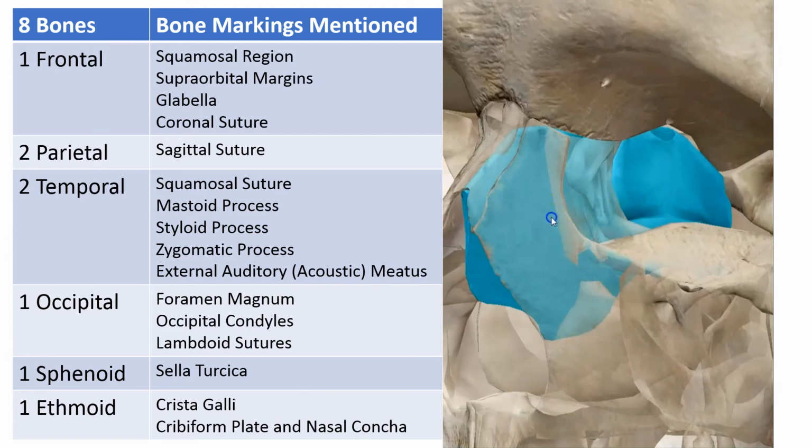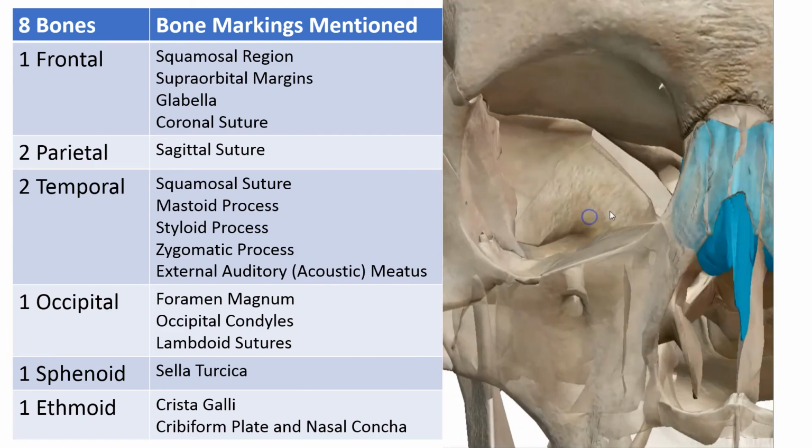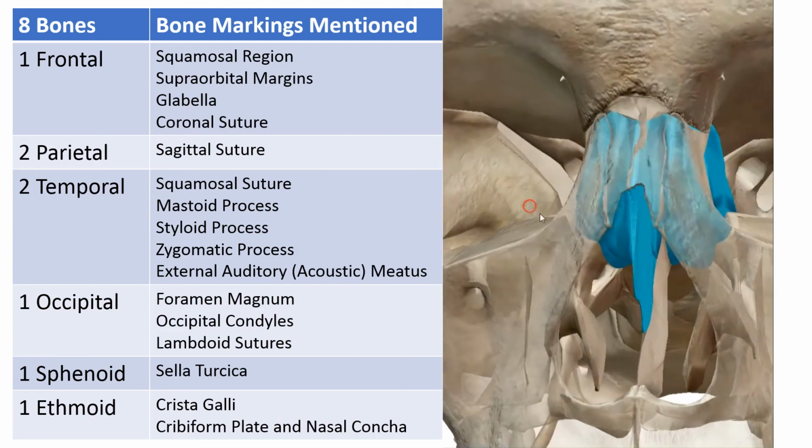If I rotate the skull a bit, what you'll see is that there is a bit of bone that extends down into the nasal cavity. This bit of bone is called the cribriform plate, and it helps to form the superior portion of the nasal cavity as well as the nasal septum.